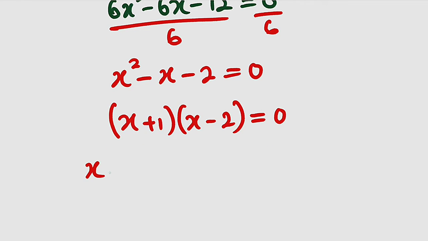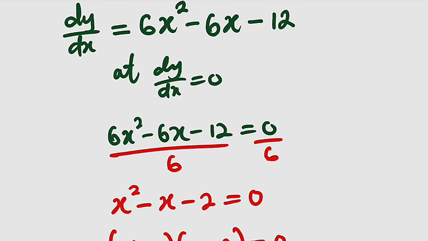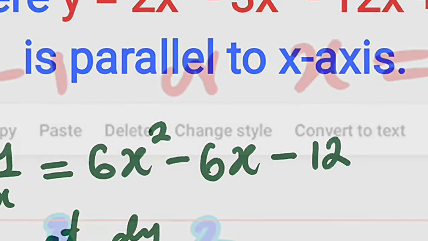Then by setting each factor equal to 0, we have these 2 factors equal to 0, which implies either x equal to negative 1 or x equal to positive 2, right? We are looking for the points, therefore we need a corresponding value of y. Then we take the original equation, which is y equal to 2x cubed minus 3x squared minus 12x plus 20, and substitute those 2 values of x to get the corresponding values of y.